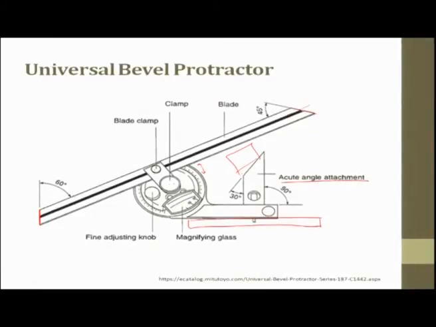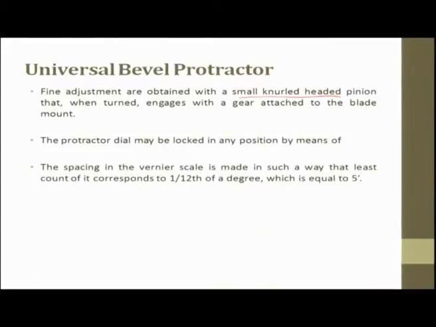So, these are fine adjustment knobs, so that we try to see the matching of this vernier and also the protractor angles. The protractor dial may be locked. The spacing in the vernier is made in such a way that the least count corresponds to 1/12 of a degree. So, 1/12 of a degree. Okay. Suppose you take 60 or 360, you can get 1/12 of it.